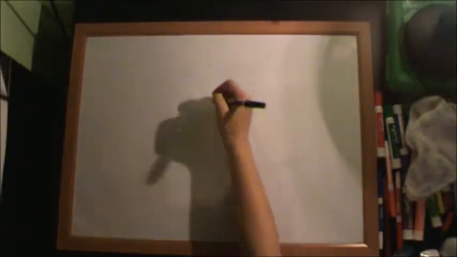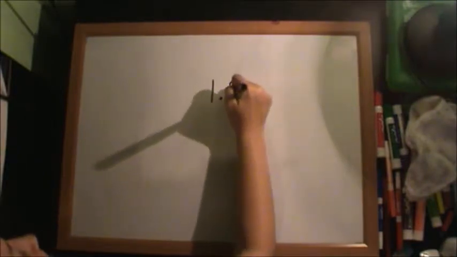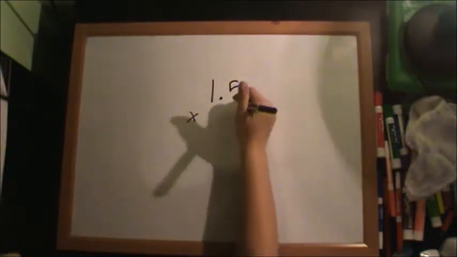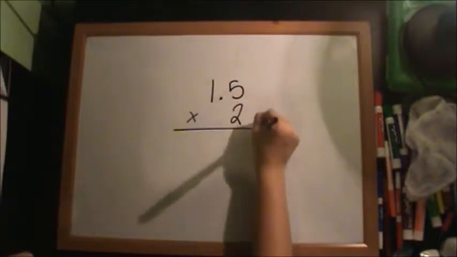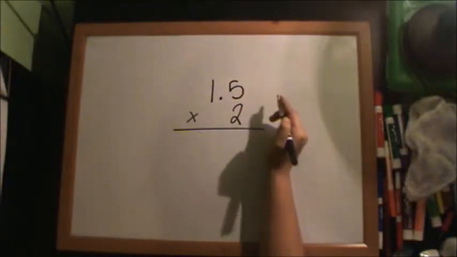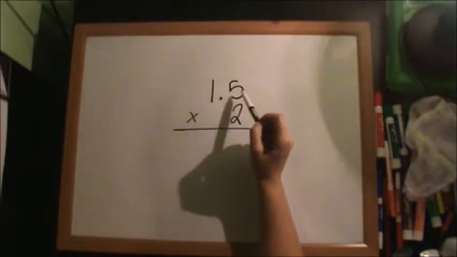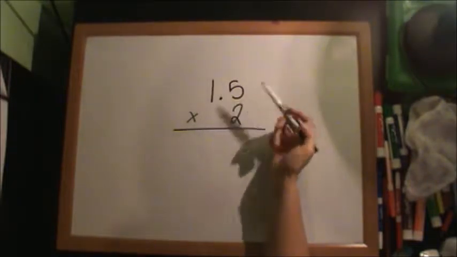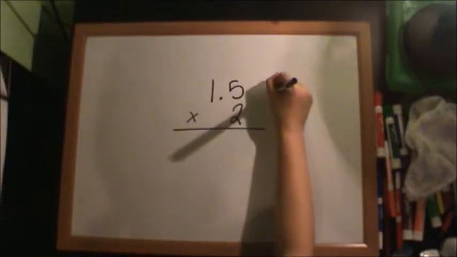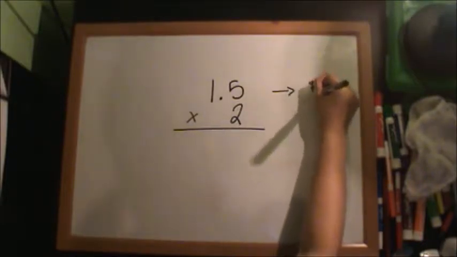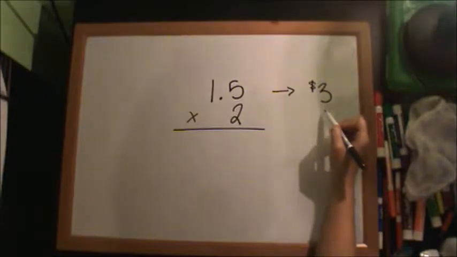This video is for standard algorithm of multiplying decimals. The standard algorithm for this is a little bit different than the standard algorithm for multiplying whole numbers, and the reason is that you do not have to line up place value. I'm going to give us a problem that we should already know the answer to: 1.5 times 2. We know that $1.50 plus $1.50 should be $3, so this should be our answer.